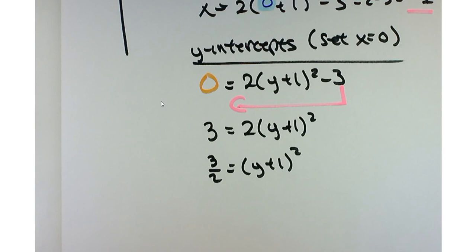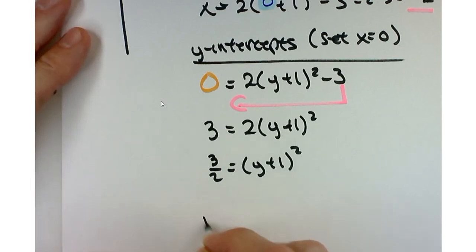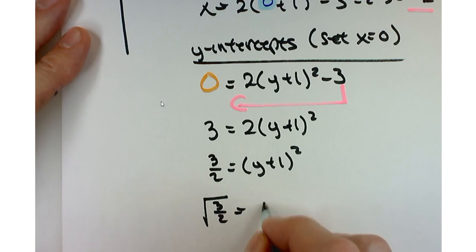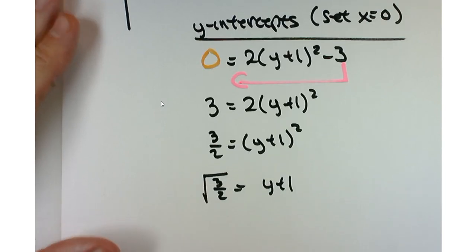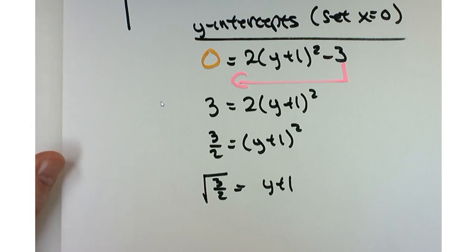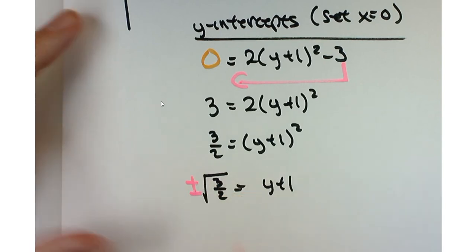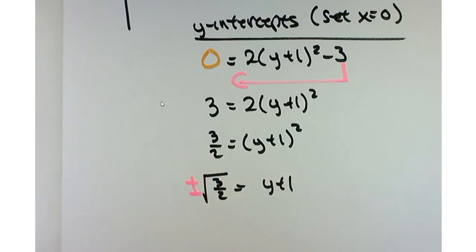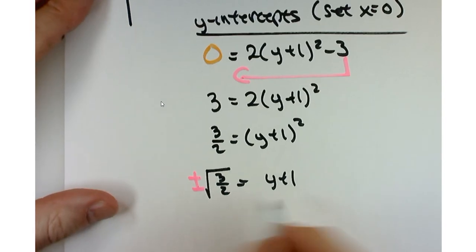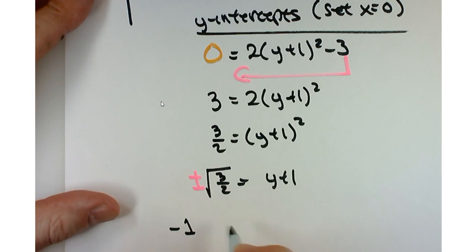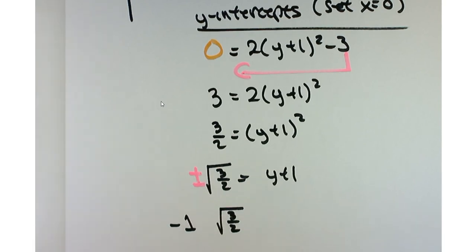Take the square root on both sides. Good job, Colby. Except I'm missing something. Nope, not yet. Yeah, need that plus or minus there. There's 2 solutions. You need both of them. Now to finish getting my solutions, I'll move the 1 to the other side, so -1 plus or minus the square root of 3 over 2.